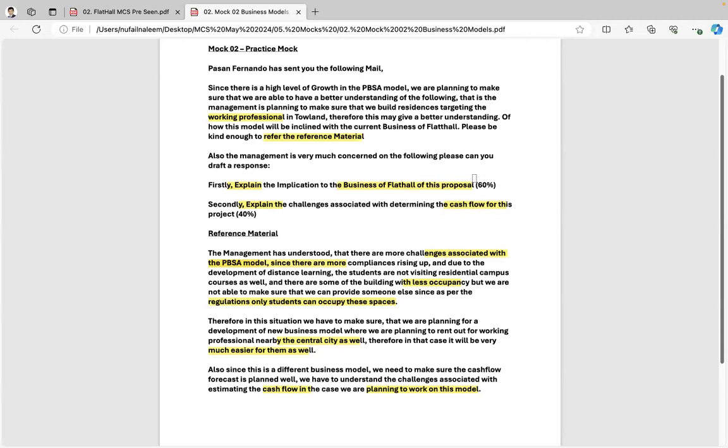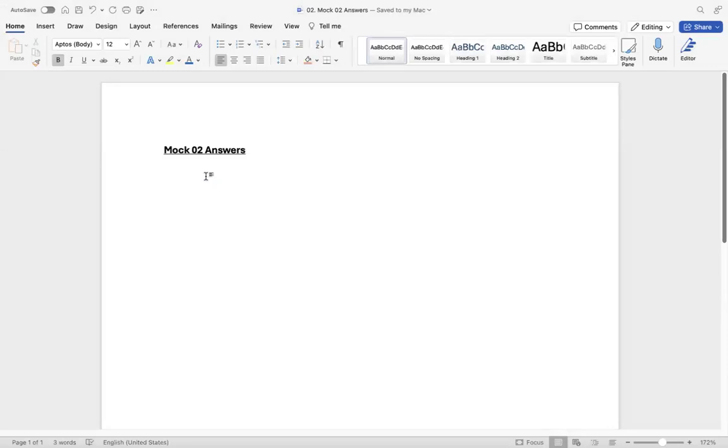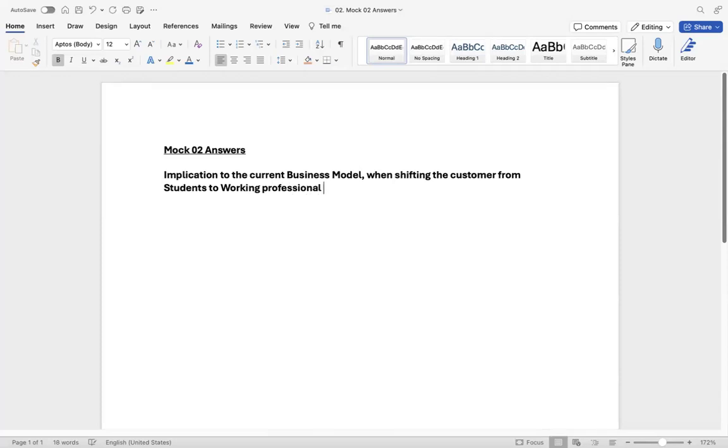Because initially you have to understand the core of the question. What is the question asking? That is what is needed. So for the mock 2, I'm going to write down the heading: implication to the current business model when shifting the customers from students to working professionals. So students, this is my heading, but you understood one thing, this is more connected to the case study.